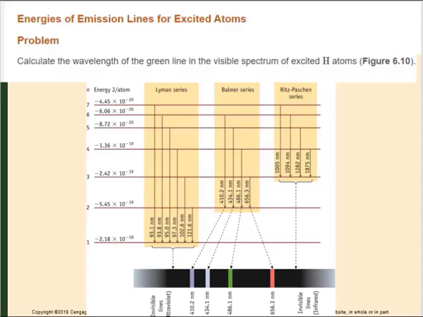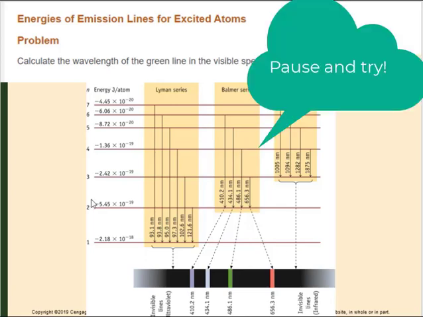All right, let's do another practice problem to wrap up this lesson. I want to calculate the wavelength of the green line in the visible spectrum of excited hydrogen atoms. So we need to look at this figure. This was 610. So here's our green line, and if I follow it back, it comes from hydrogen atoms going from n=4 to n=2. Knowing that information, calculate the wavelength of the green line. Why don't you pause this and try your work? We'll go over it in a second.